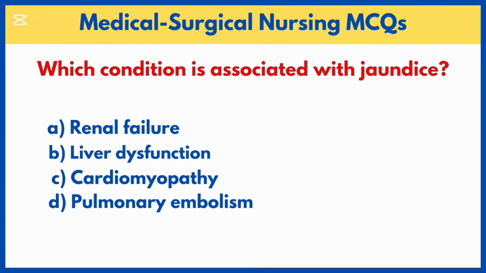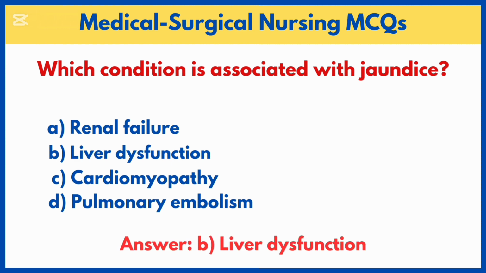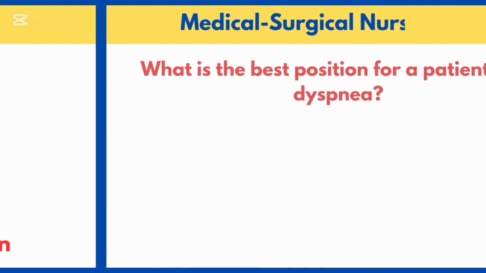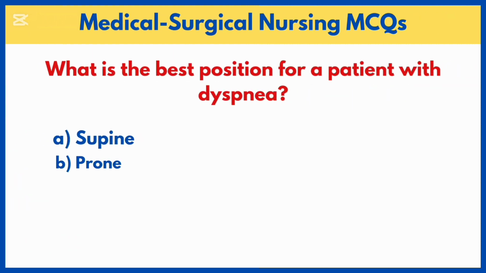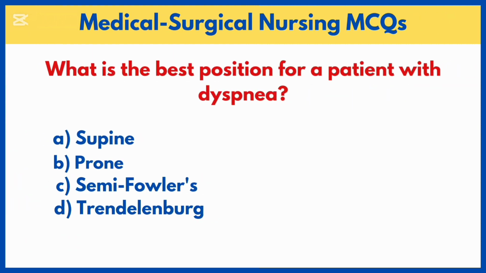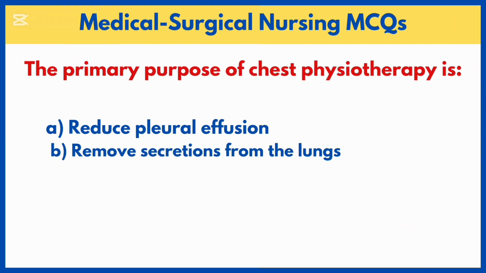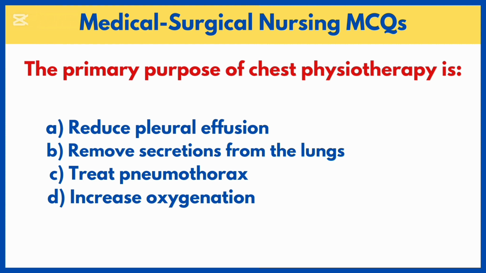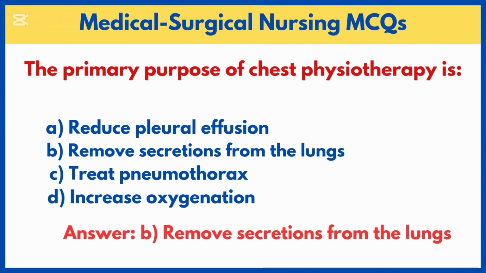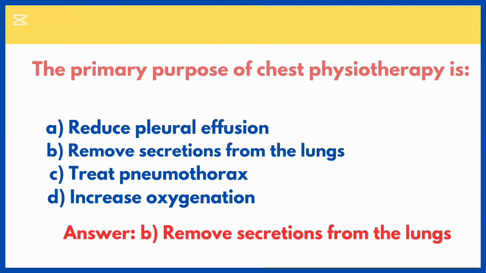Which condition is associated with jaundice? Correct answer is option B, liver dysfunction. What is the best position for a patient with dyspnea? Correct answer is option C, semi-Fowler's. The primary purpose of chest physiotherapy is. Correct answer is option B, remove secretions from the lungs.